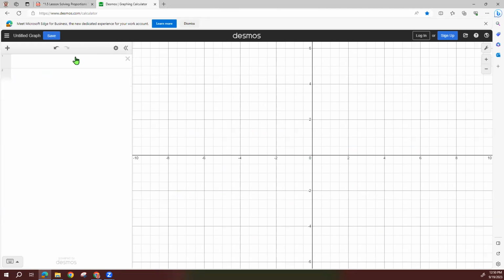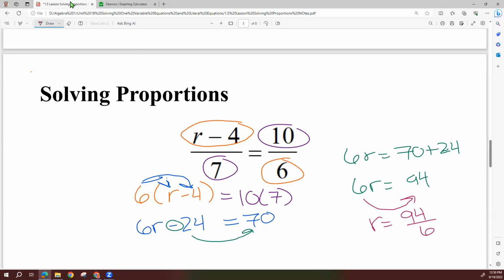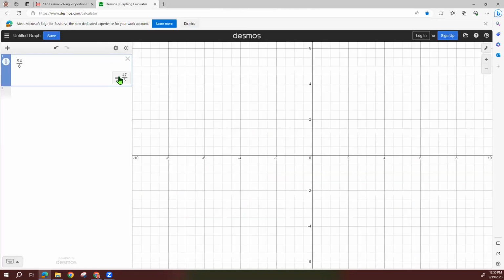So 94 divided by 6. We get a nasty decimal, so I'm going to click this fraction button over here. We can simplify a little bit to 47 over 3. So go ahead and make sure you take advantage of the fact that Desmos will help you simplify these fractions. We don't want nasty decimals. We want fractions as our answers, but they should always be in the simplest form they can be. So go ahead and take advantage of that by using this little fraction button over here.